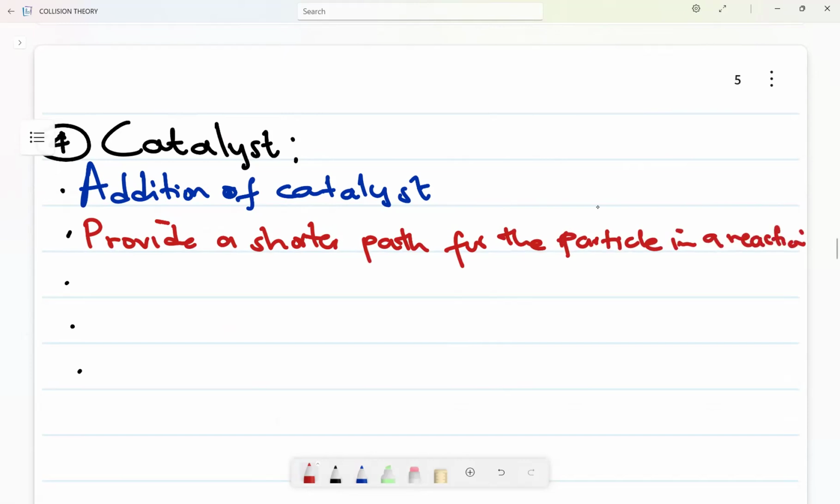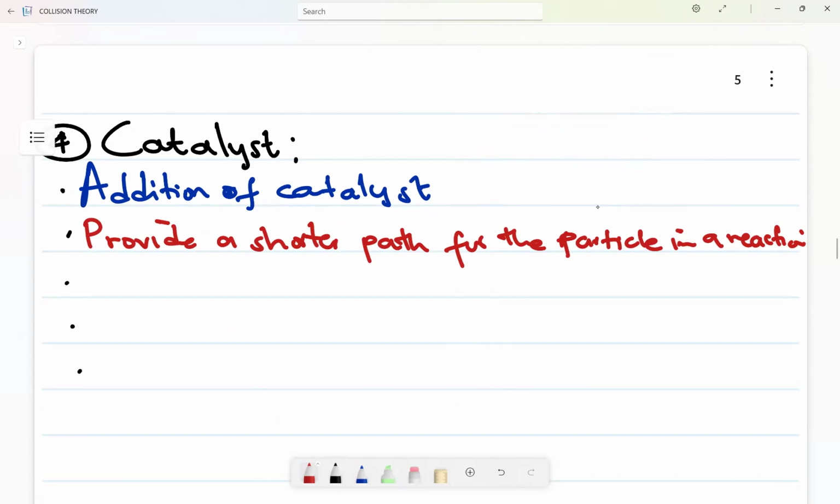Okay, it provides a shorter path. Remember, the path was this long, but now it provides a shorter path. Now, if there is a shorter path, it means more particles will have a higher kinetic energy, or a kinetic energy that is sufficient.